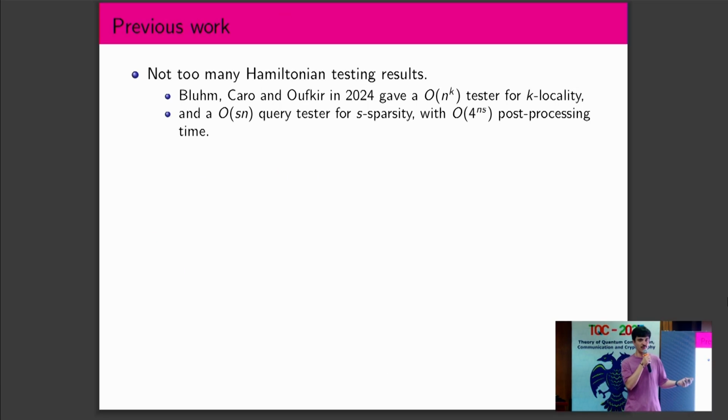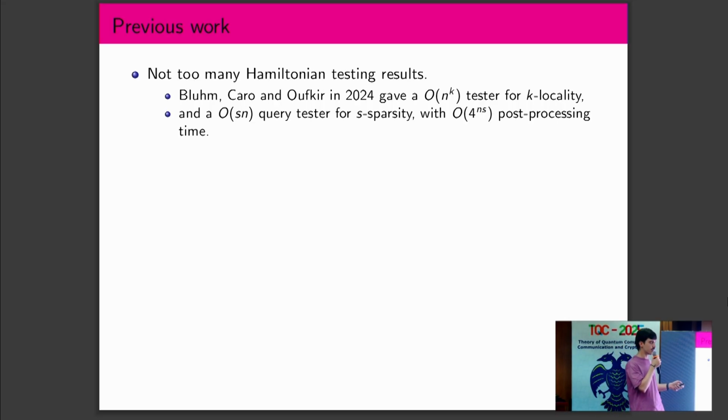So this is the setup, and now what we are going to do is talk about what was done before this work. There were a lot of works on learning, but first let me say that there are not too many results prior to this work on testing. In particular, this kind of testing of Hamiltonian properties was initiated by Bluhm, Caro, and Oufkir not so long ago, and they gave the first algorithm to test locality.